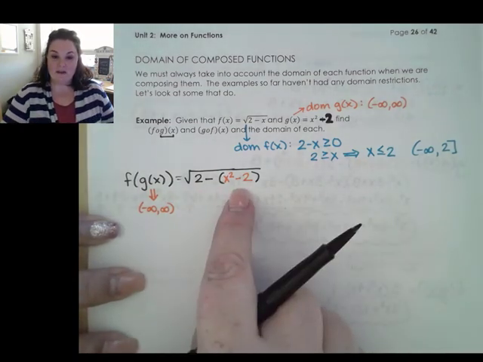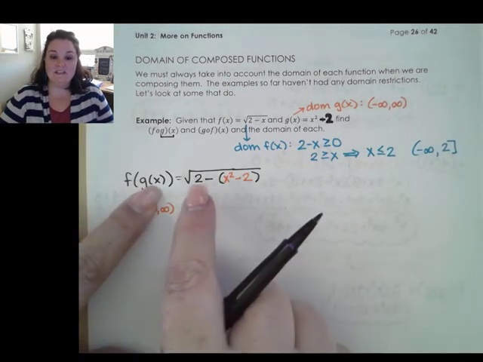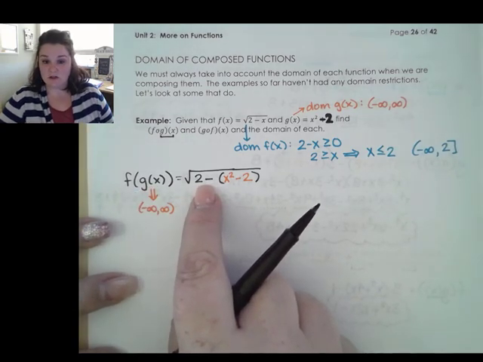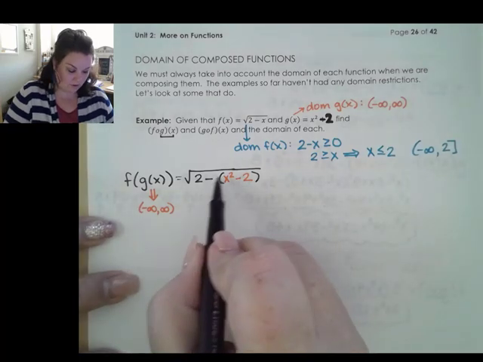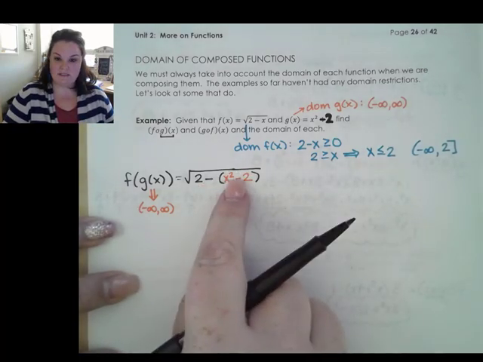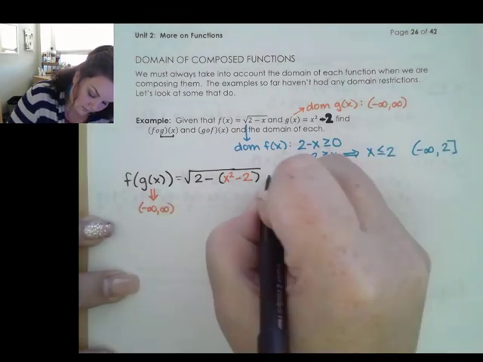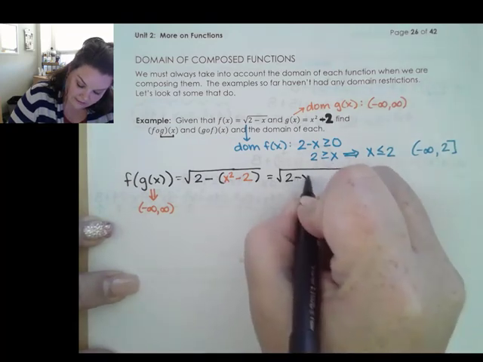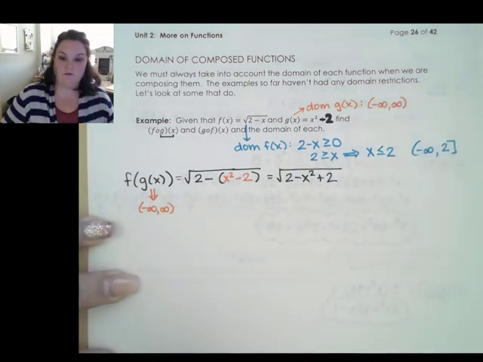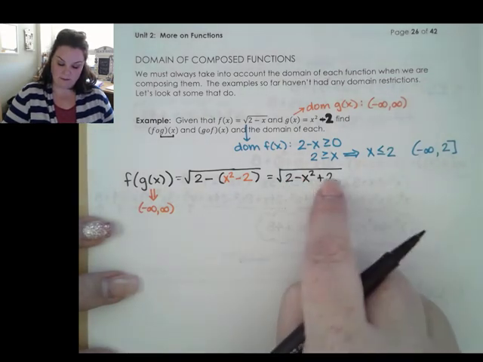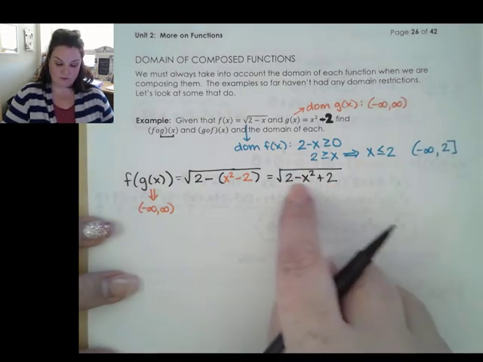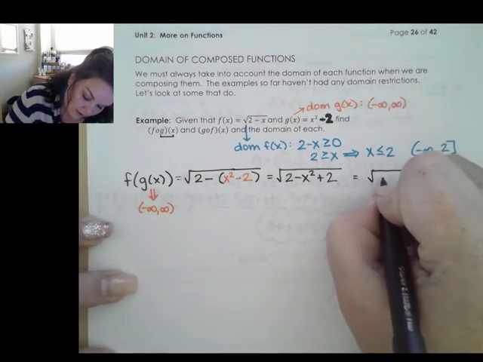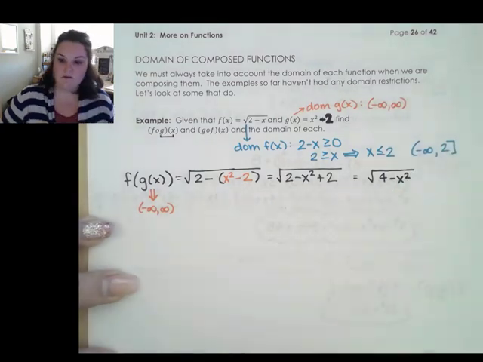Okay. So now that we have plugged our g function into our f function, now we can simplify and think about how that has affected our domain. So the first thing I want to do is distribute this negative to both things that are underneath there. So this is going to give me the square root of 2. When I distribute the negative, I get minus x squared plus 2, right? So now I'm going to combine my like terms, which are my 2's. So I end up with the square root of 4 minus x squared, right?